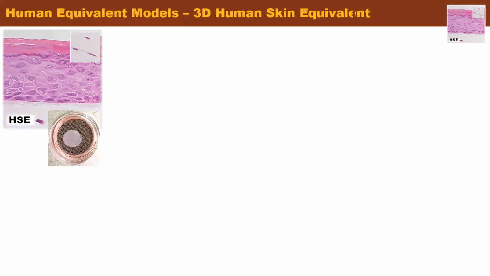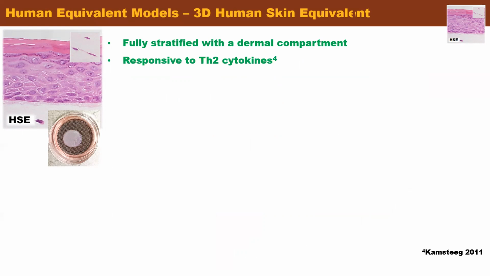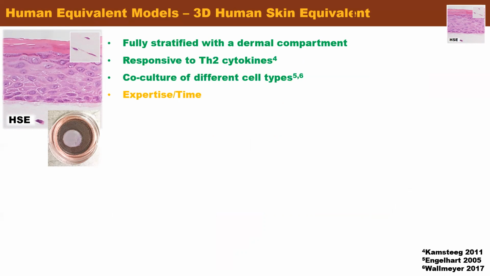Here is a view from above of a 3D human skin equivalent cultured at the air-liquid interface. These cultures are fully stratified with a dermal compartment, are responsive to Th2 cytokines, and are amenable to various cell combinations for co-culture. Application of 3D human skin equivalents can be limited by individual laboratory expertise or the time investment required to establish these cultures. But again, if a good collaborator cannot help fill this gap, there are commercial options.